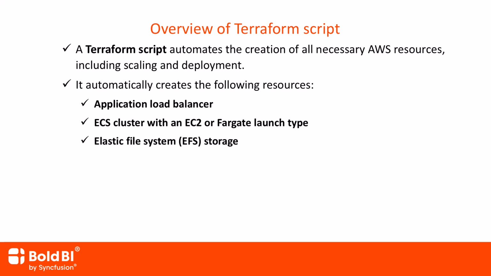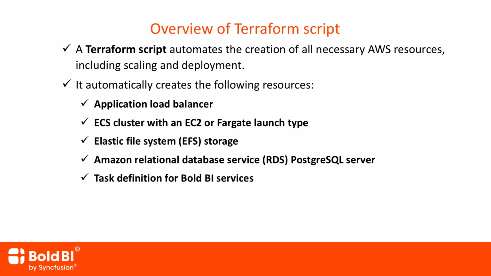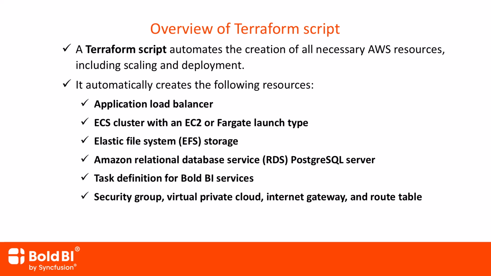Elastic File System storage provides scalable, shared file storage for use with EC2 instances. Amazon Relational Database Service PostgreSQL servers offer a managed, scalable database for persistent data storage. Task definition specifies how Bold BI containers run in ECS, including image, resource limits, environment variables, networking, and EFS storage. Security Group, Virtual Private Cloud, Internet Gateway, and Route Table define and control networking and access rules for secure communication. This routes domain traffic to the application load balancer for your application.